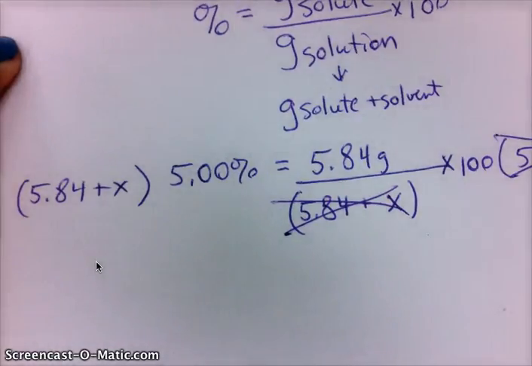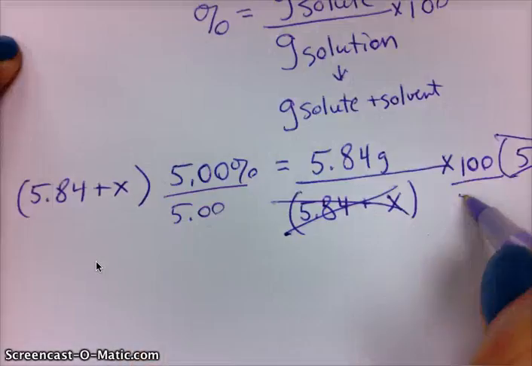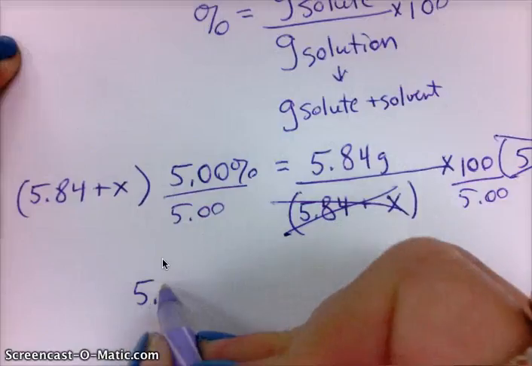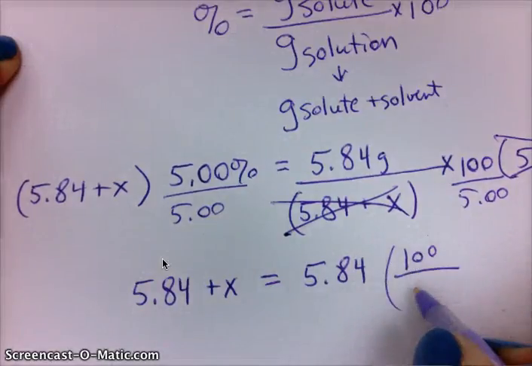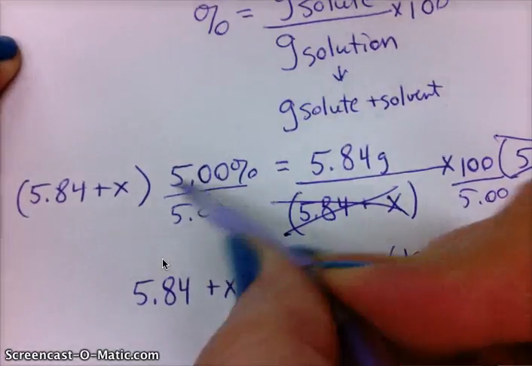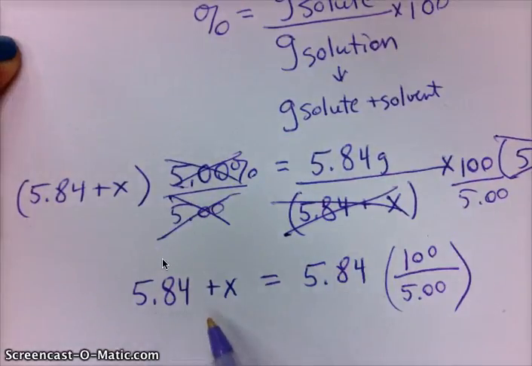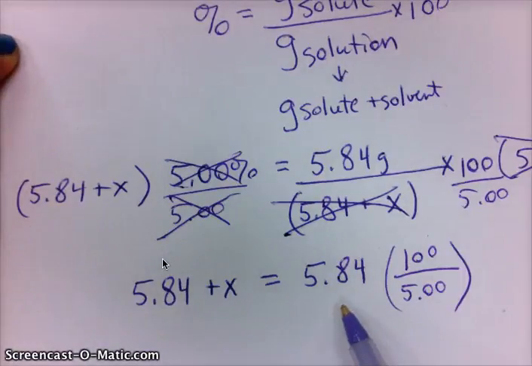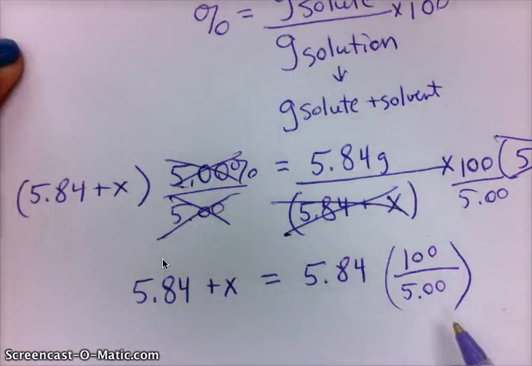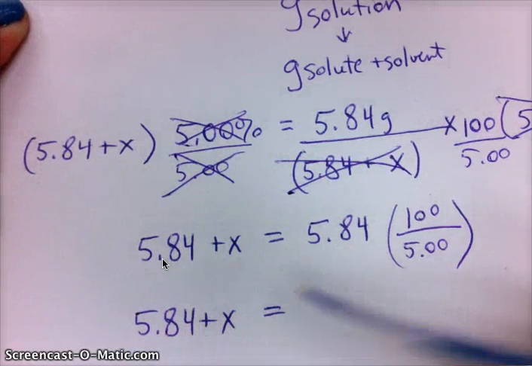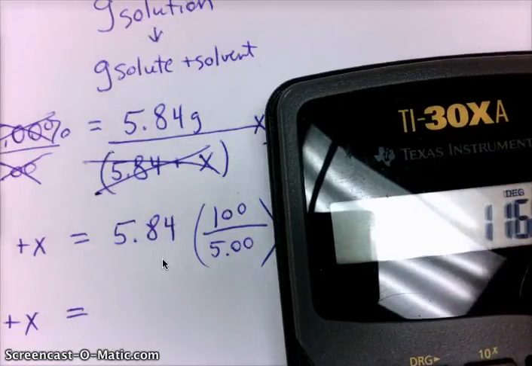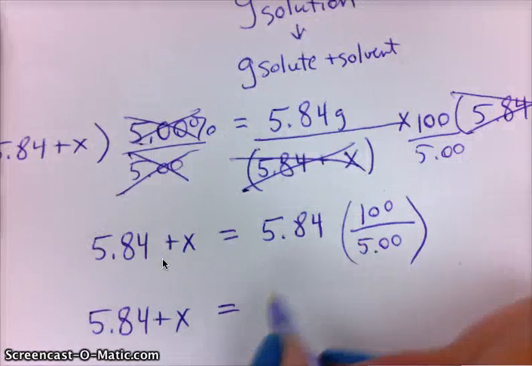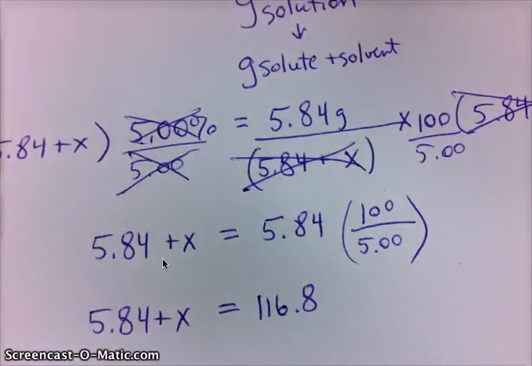At this point, I'm going to divide both sides by 5.00. So I'm left with 5.84 plus X equals 5.84 times 100 divided by 5. Because I divided by 5, that cancels out. And I'm left with the 5.84 plus X. So let's go ahead and multiply 5.84 times 100 divided by 5. I get 116.8. Now I'm not rounding because I'm not at my final answer. So we never round until we reach our final answer.